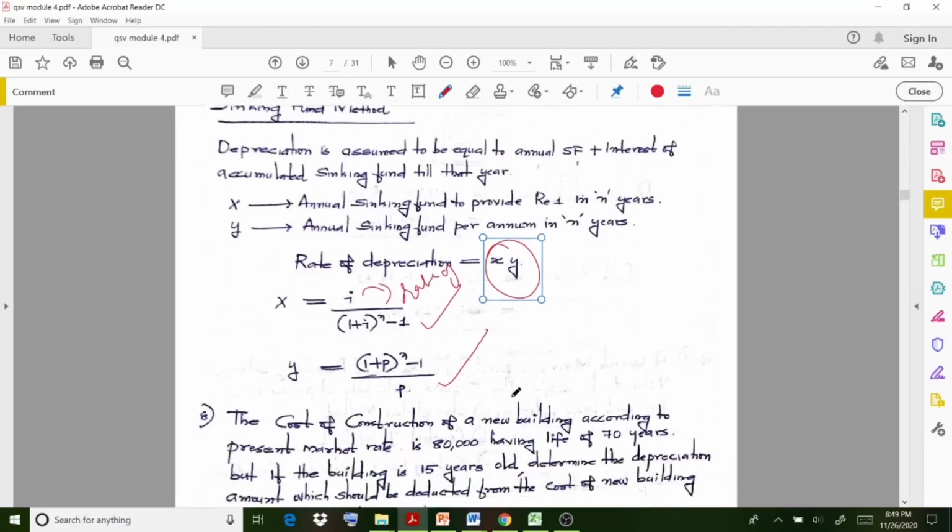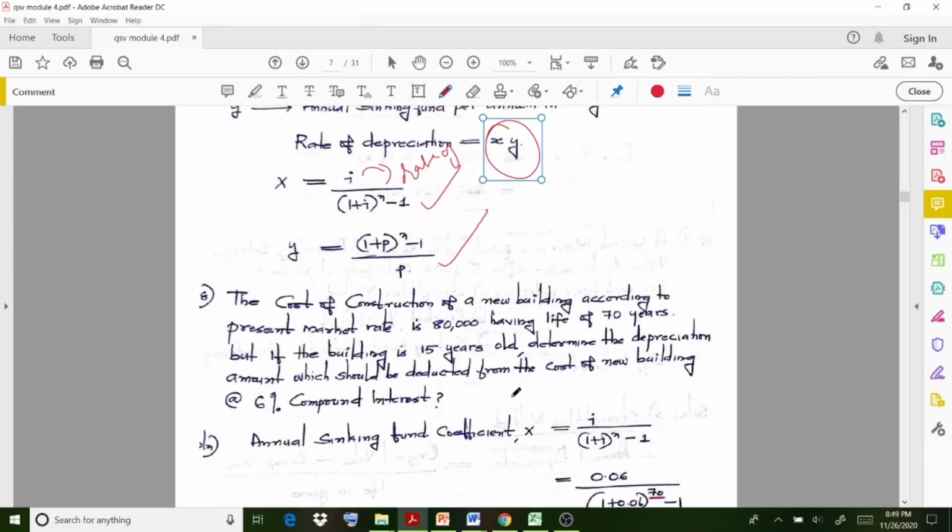So here we discuss another problem. The cost of construction of a new building according to the present market rate is going to be 80,000, having a life of 70 years. But if the building is 15 years old, determine the depreciation amount which should be deducted from the cost of the new building at 6% compound interest.